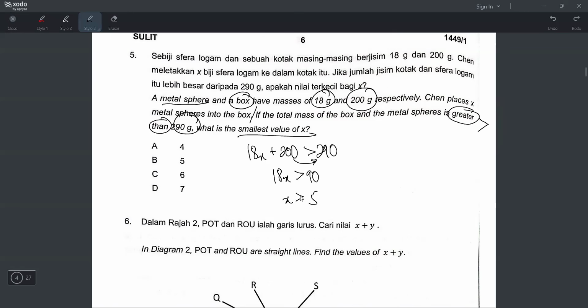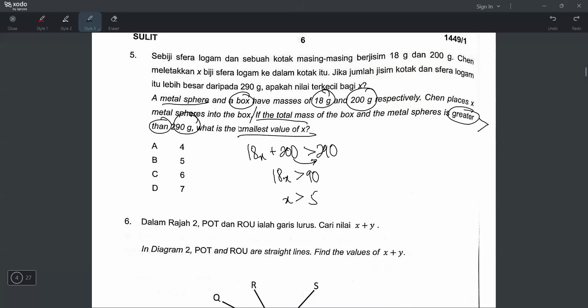Okay, only in one circumstance you will terbalikkan the symbol here. There is one scenario where you have to flip the symbol is when you divide with negative number. Yeah, when you take this number bahagi dengan negative, then you have to flip the symbol, bigger jadi smaller kan? Ataupun smaller jadi bigger lah. But this one no need because you divide 18. So you just end up with x bigger than 5, right?